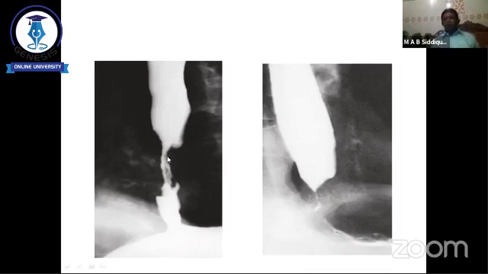If we look at this contrast X-ray, there is an apple core appearance, shouldering effect, and irregular filling defect. So this is malignancy. The radiological difference between achalasia cardia and carcinoma esophagus is that the narrowing is on one side, the margin is irregular, and there is not so much distension. As the narrowing is on one side, this is called the rat tail appearance.